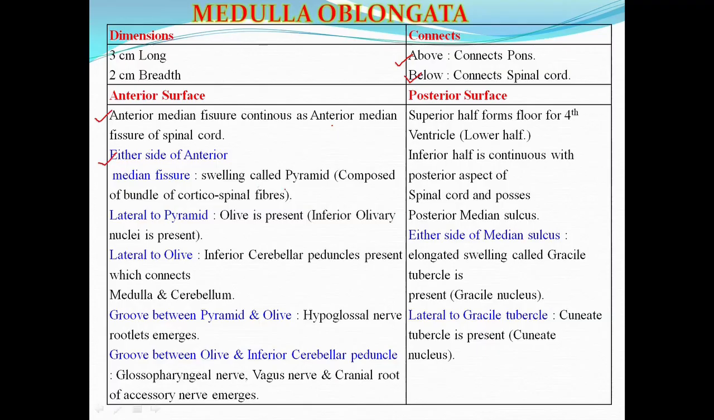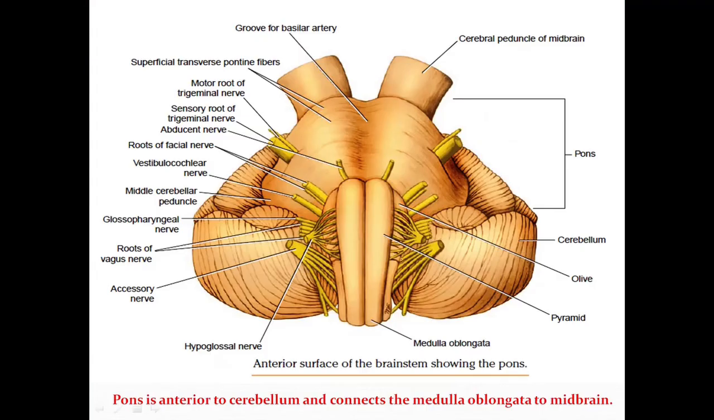On either side of the anterior median fissure, you will identify the pyramid, which is composed of the corticospinal tract. On either side of the pyramid, you will identify the olive, which is made up of the inferior olivary nucleus. On either side of the olive, you will identify the ICP, the inferior cerebellar peduncle. So when you see the medulla oblongata here, this is the anterior median fissure. This is the pyramid on either side. This is the olive on either side, and this is the inferior cerebellar peduncle on either side.